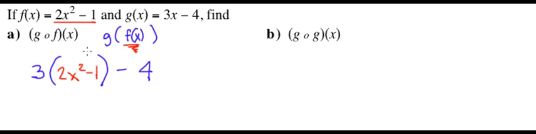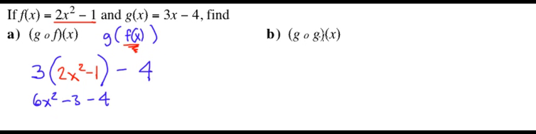That's it. Well, that's almost it. We're going to clean this up. But the big picture is we have our g function, which is 3 times whatever minus 4. And then they tell us the whatever in this case is a whole other function, so that gets plugged into the space. How do we clean this up? Well, we have 3 times 2x squared, that's 6x squared minus 3, and minus another 4. I'm pretty confident you can do the next step of that.